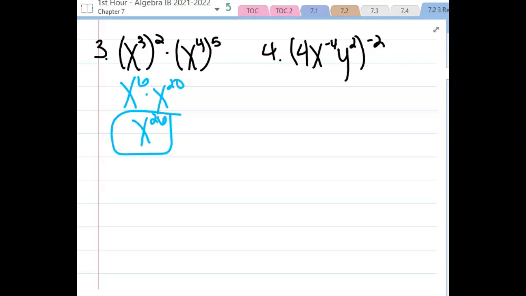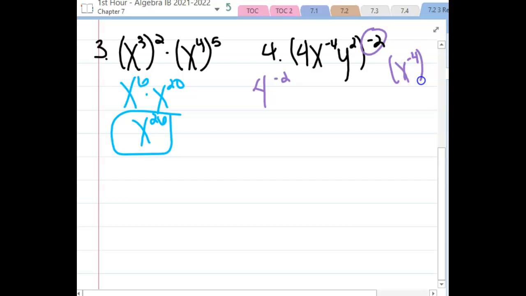The first thing we need to do, this is the power of a product. Everything in here gets raised to the negative 2nd power. So I'm going to take 4 to the negative 2nd power. Now, when I take x to the negative 4th to the negative 2nd power, that's the rule that we did on number 3. This is where you're going to multiply these together. Negative 4 times negative 2 gives me x to the 8th. And you're going to do the same thing with the y's. 2 times negative 2 gives me y to the negative 4th.